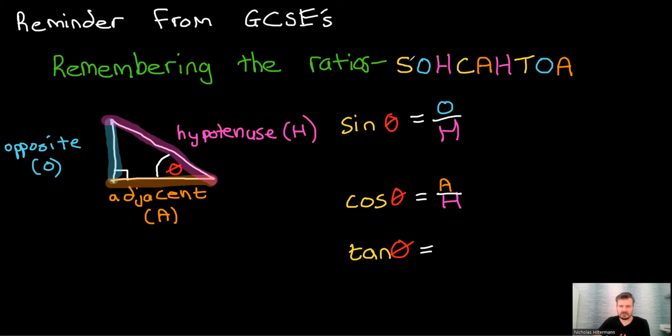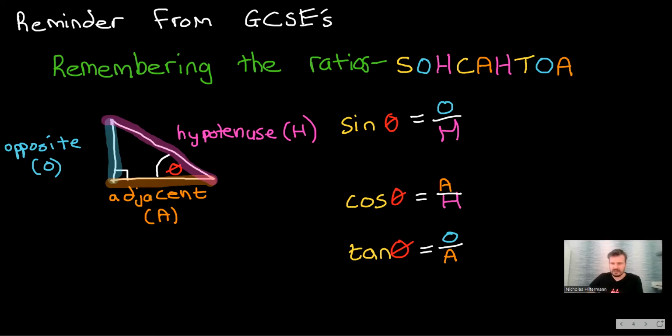Other people can remember it as "some old hippie caught another hippie tripping on acid." That's one that my teacher taught me. SOHCAHTOA. Much quicker to say. And so the tan is the T over the A.